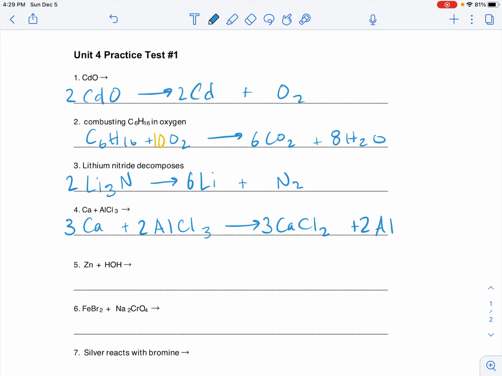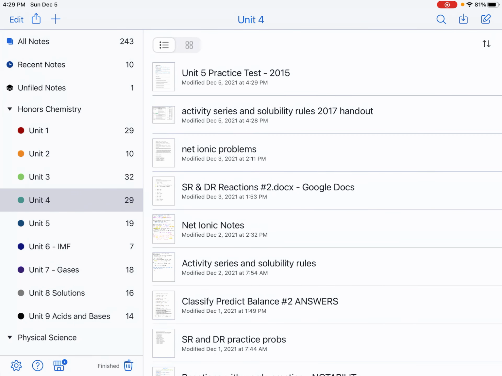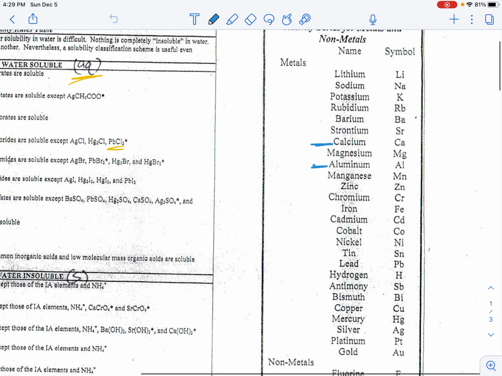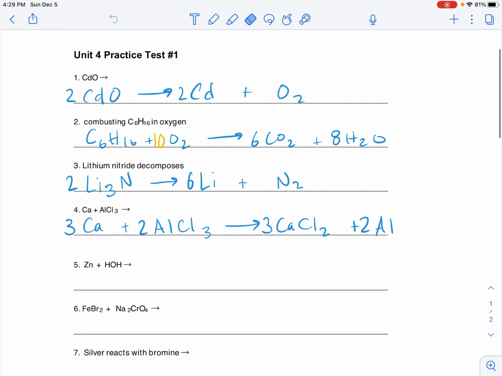Next one is zinc in water. Again, it's a single replacement, so let's go look to see if this reaction happens by using the activity series. Is zinc above hydrogen is what it needs to replace. And you can see that zinc is right there, and then hydrogen is right here. Also going to work. Zinc is, in fact, above hydrogen. So we will go ahead and single replace them.